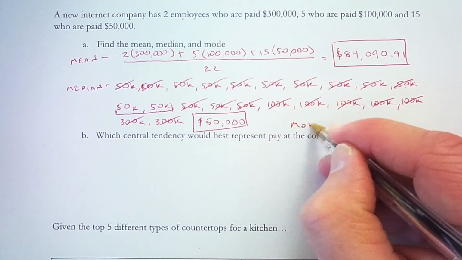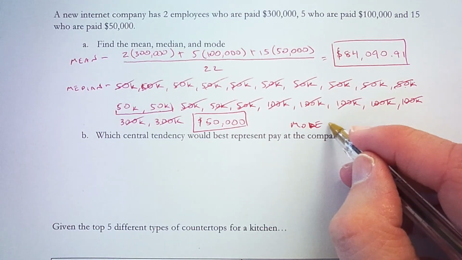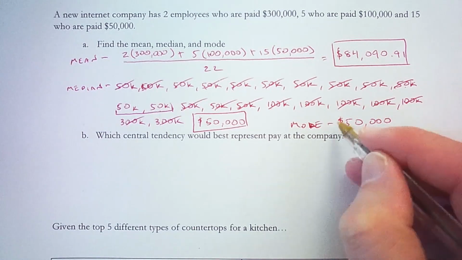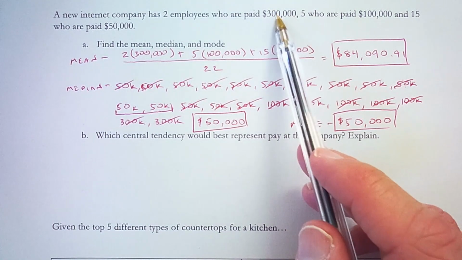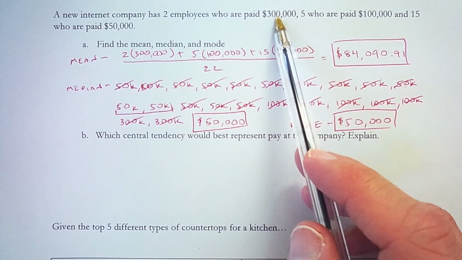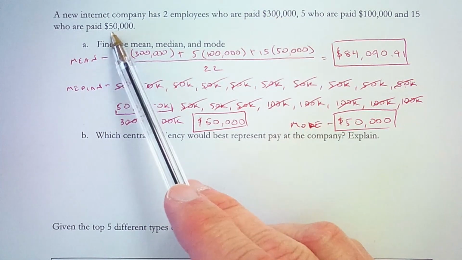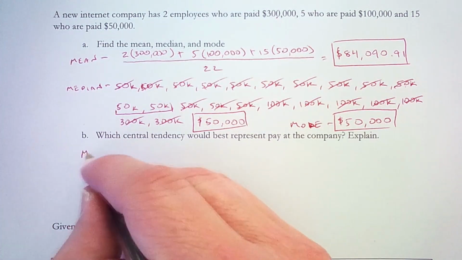The last one is the mode, and the one that's used most often is also $50,000. Which central tendency would best represent the pay at the company? I would say it's definitely not the mean, because these $300,000 salaries really skew what most people are making. There's only 2 of those, and 15 are paid $50,000. So I would say the median or the mode.